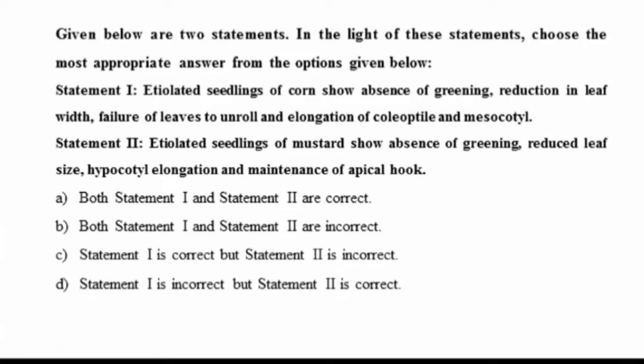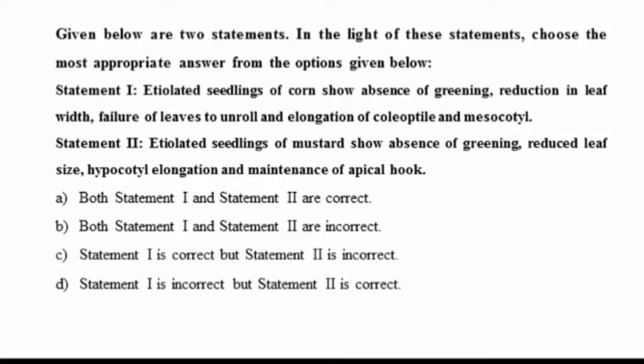Next, given below are two statements. Statement 1, etiolated seedlings of corn show absence of greening, reduction in leaf width, failure of leaves to unroll, and elongation of coleoptile and mesocotyl. Statement 2, etiolated seedlings of mustard show absence of greening, reduced leaf size, hypocotyl elongation, and maintenance of apical hook. In the light of the above statements, choose the most appropriate answer for the options given below.